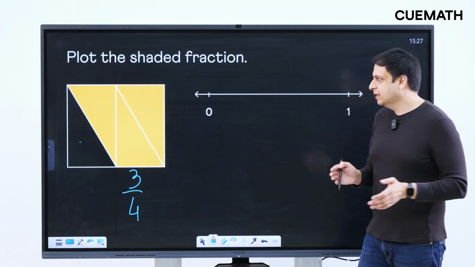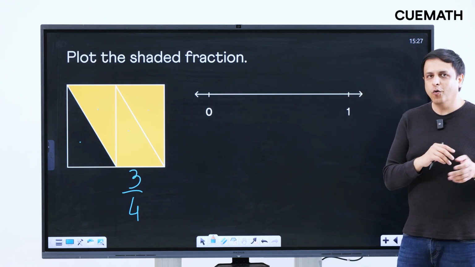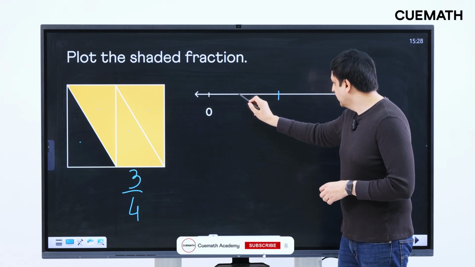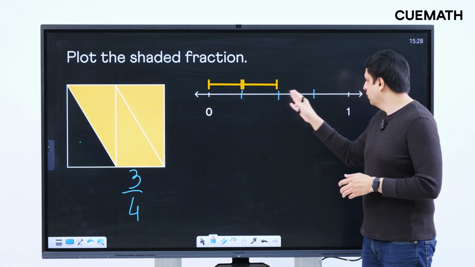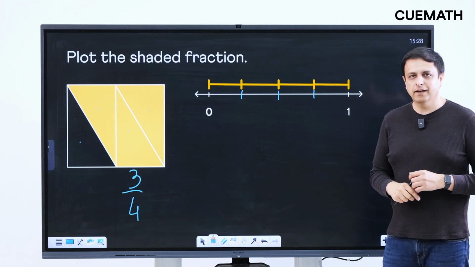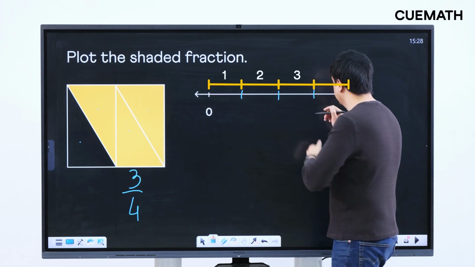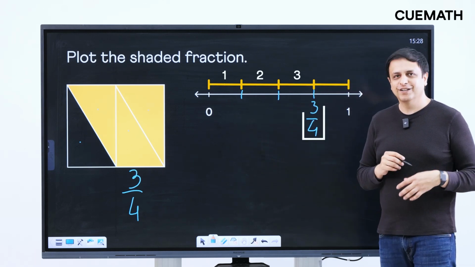So for that purpose, we will have to divide the distance from 0 to 1 into 4 equal parts first. So first I'll split that into 2 equal parts, then each of those parts into 2 equal parts each. So now I have 4 equal parts, as you can see here, and I need 3 over 4. So 1, 2, 3. So this point here should be the fraction 3 over 4.